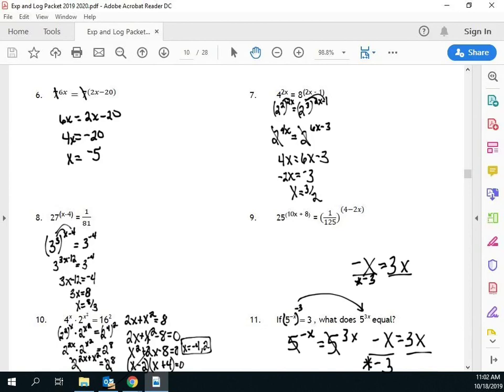What you do to one side of the equation, you have to do to the other. So with that, what's 3 raised to the negative third? What's 3 raised to the third? 27. Since it's negative, it's what?